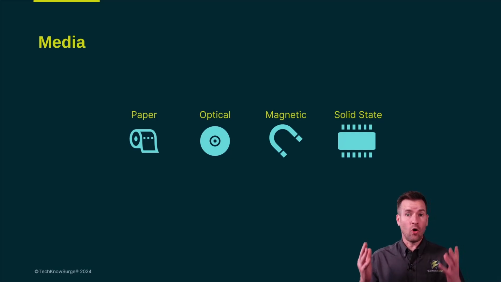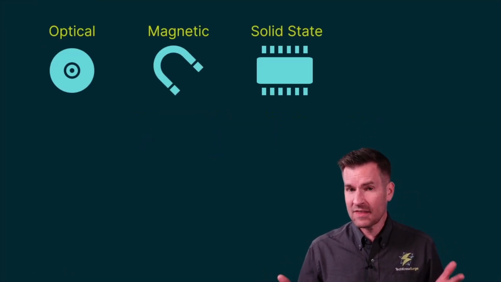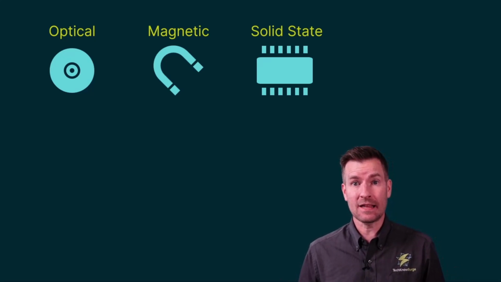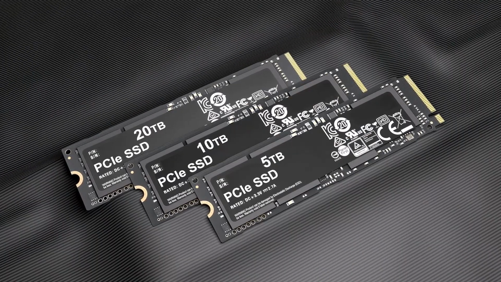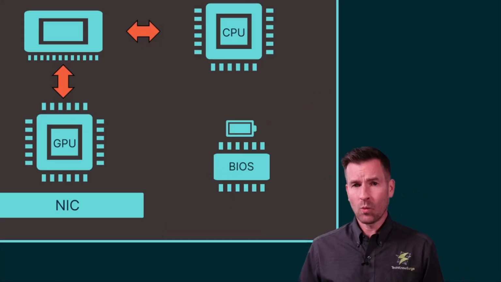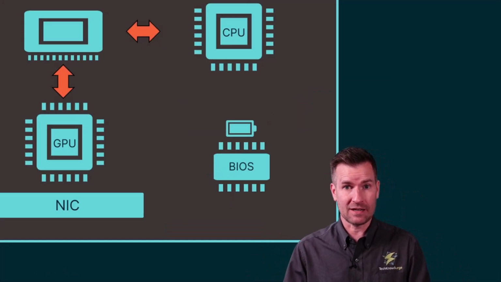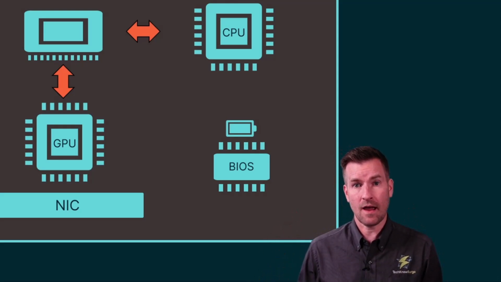And although we have a whole module designed for media, we'll do a general overview of the different types of media that we commonly use for computers, whether it's paper, optical, magnetic, or solid state. From a component standpoint, we'll talk about how those different components help run your computer. We're not going to take a real in-depth look into this, but making sure that we have an understanding of those different components of the computer.